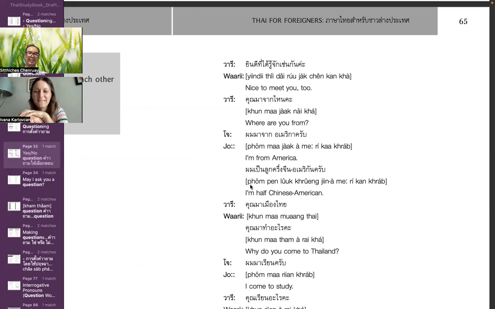And then the next: Pom pen lok kreung jin American krap. I am half Chinese American. Right? Because the middle name is Kim, and the surname is Long. So Chinese American.